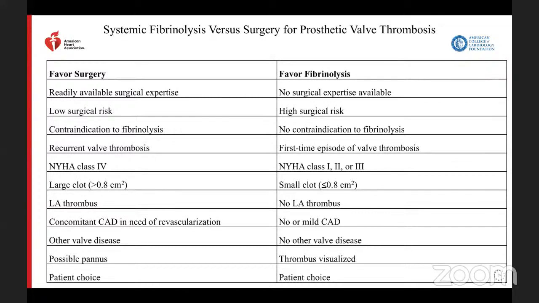Factors that favor fibrinolytic therapy over surgery: when no surgical expertise is available, high surgical risk, no contraindication to fibrinolytic therapy, first-time episode of valve thrombosis, NYHA class 1, 2, 3, small clots or no LA thrombus, no or mild coronary artery disease, no other valve disease, thrombus is visualized, and patient choice, of course.